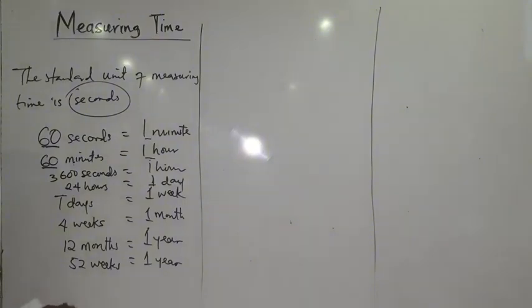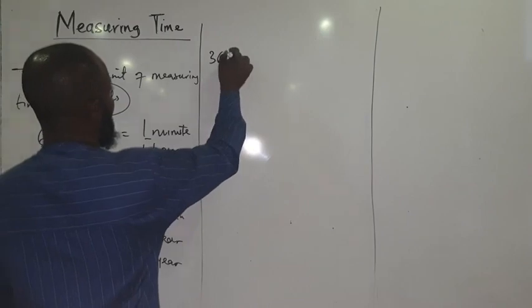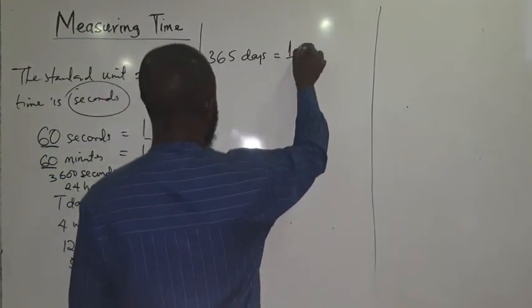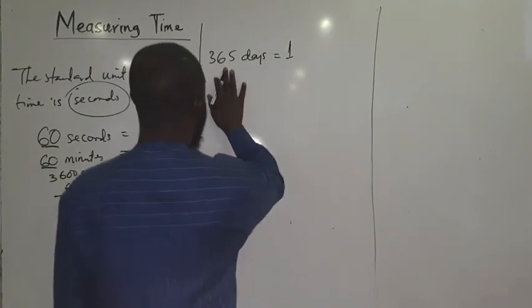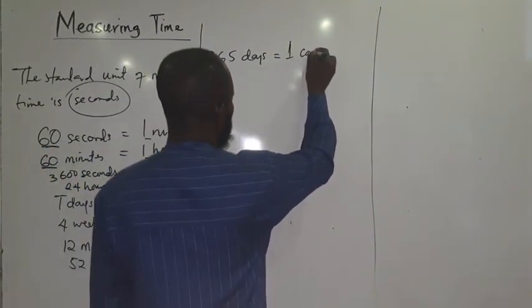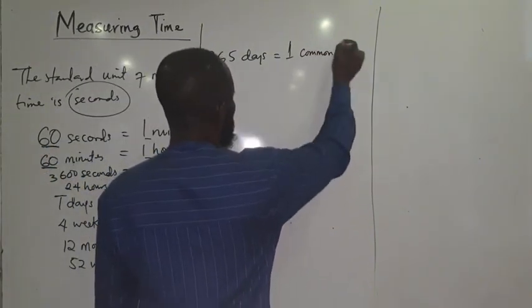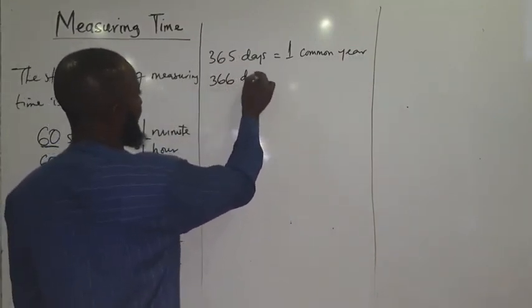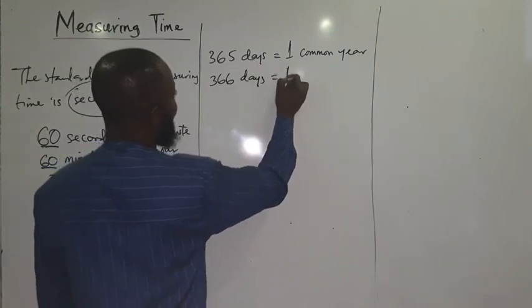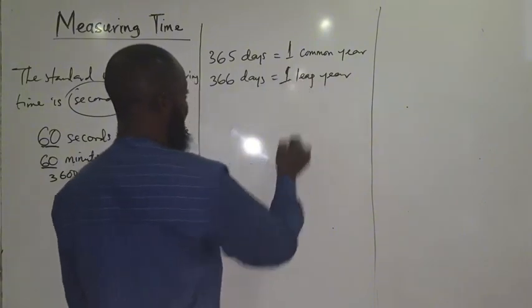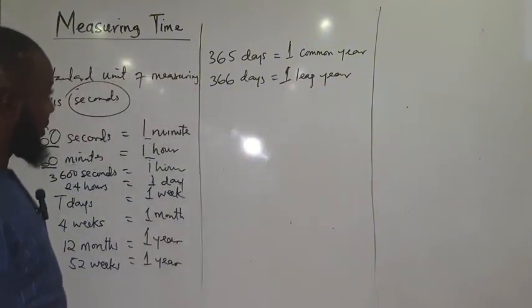So 52 weeks make 1 what? Year. The other one is 365 days, which gives you 1 common year. The same thing, 1 year. So the number of days that make up a year is 365 days. That is a common year. What do I mean by common year? I will explain that. And 366 days will give you 1 leap year. This leap year happens every 4 years.